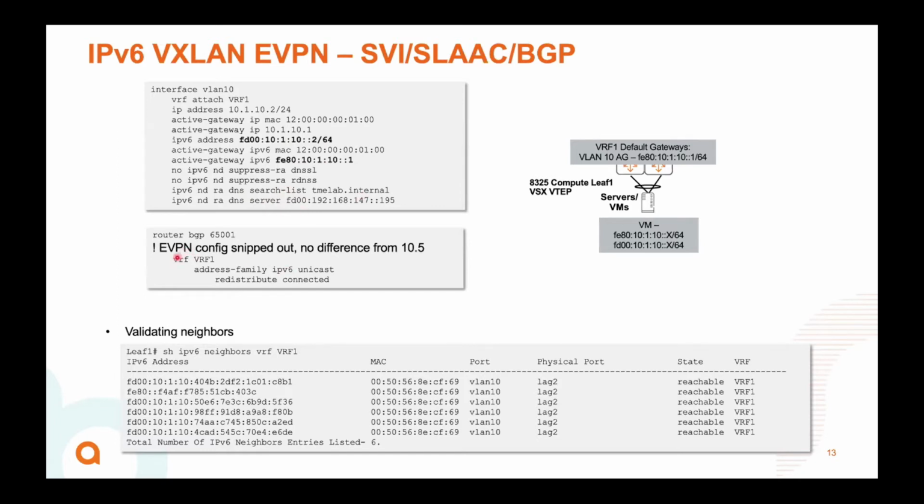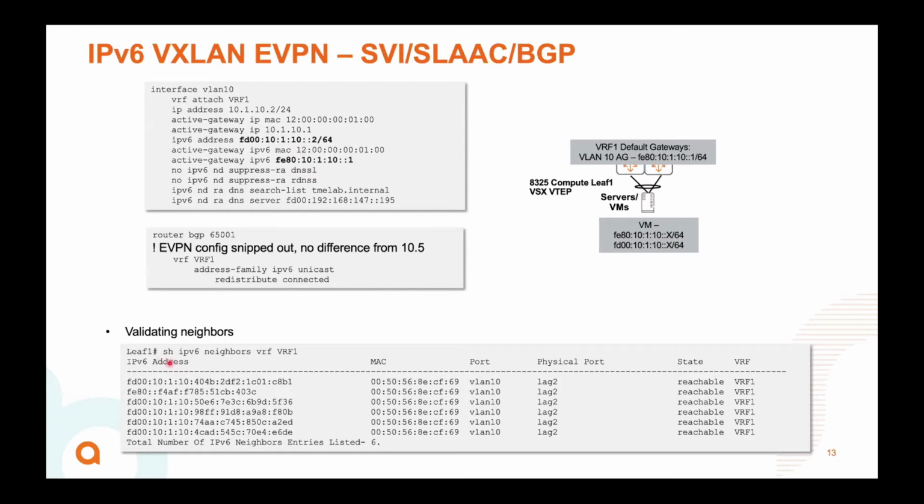Under the router BGP, the EVPN config is the same, no difference, but it's VRF specific. You can see here now, there's address family IPv6 unicast, where you want to redistribute connected for the type 5 routes. So this means the global unicast will be advertised out when you do this redistribute connected. You can see the VM will get both a link local as well as the global unicast address when you configure this way on the SVI.